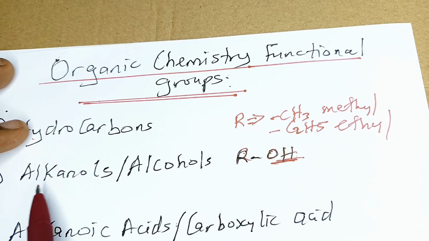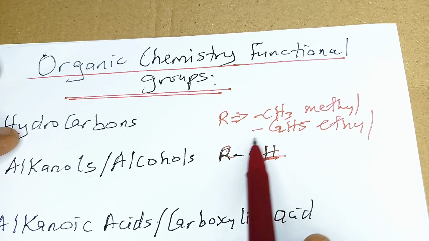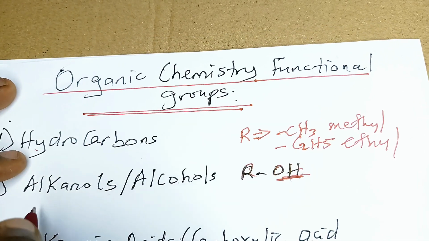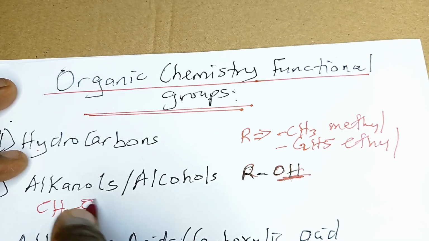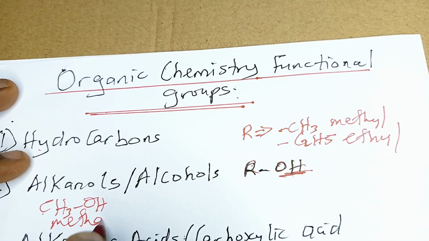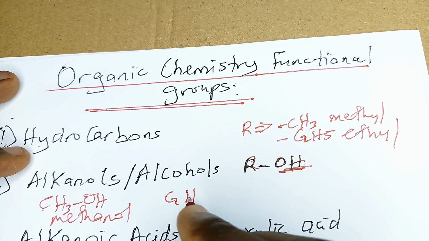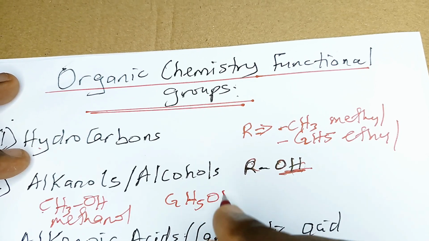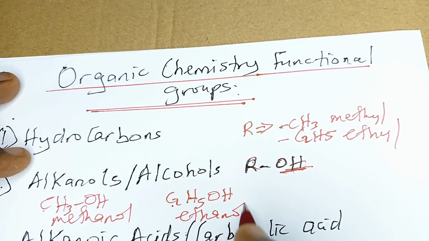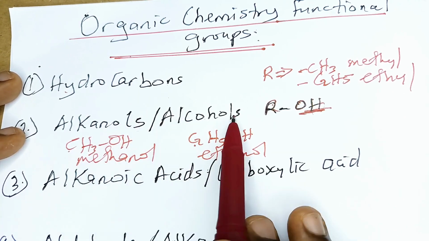Now let's go on. Alcohols, also called alkanols. When you see this OH group joining with any alkyl group, it's an alcohol. For example, when you have CH3OH, because it has one carbon, it is called methanol. If you have C2H5OH, because there are 2 carbons here, it is called ethanol, and it goes on and on like that. That's about the alkanols, generally called alcohols.